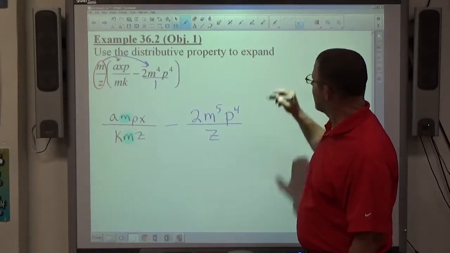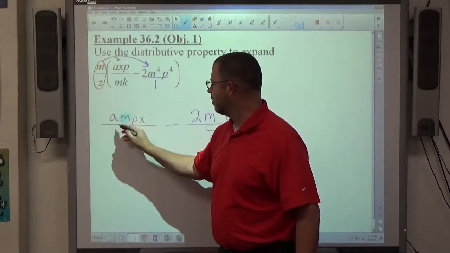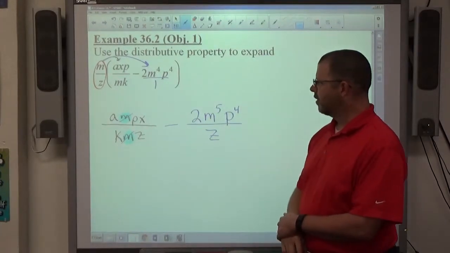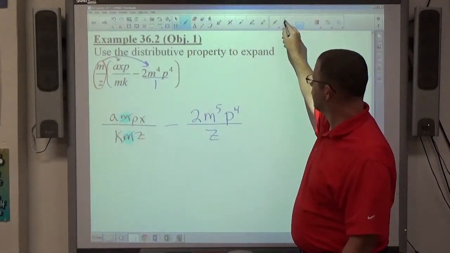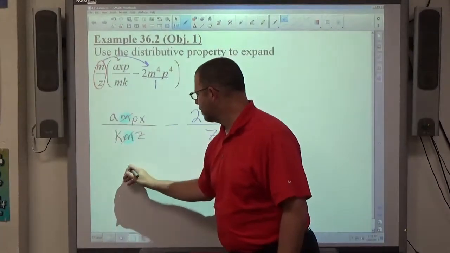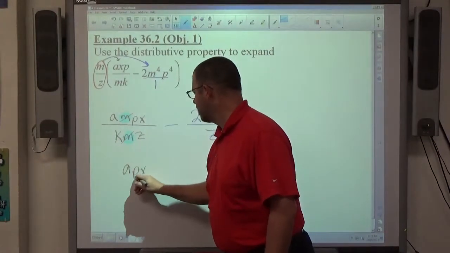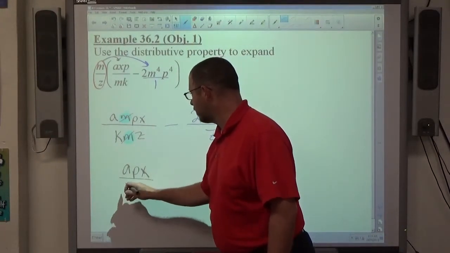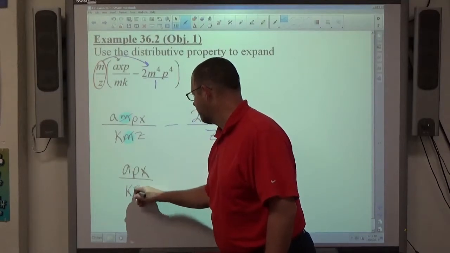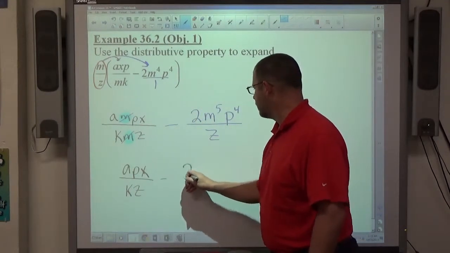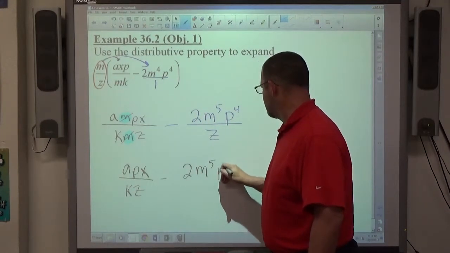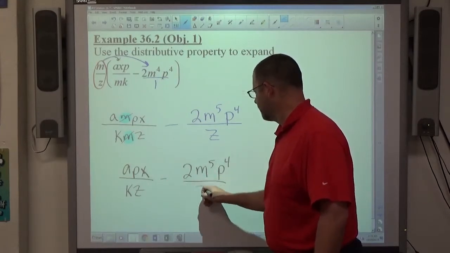In this specific case, we have exactly the same thing on top and bottom, so those cancel. So the m's cancel completely. So what I'm left with for a final answer here, on top for the first term, APX. On the bottom, KZ. The second term is what it is. So 2m to the fifth, p to the fourth over z.